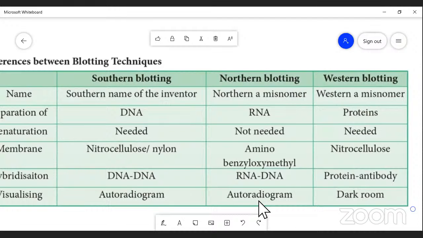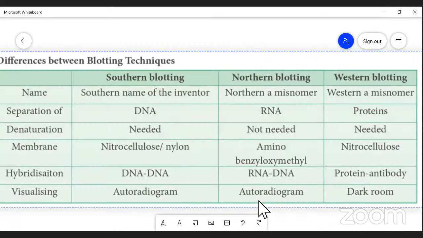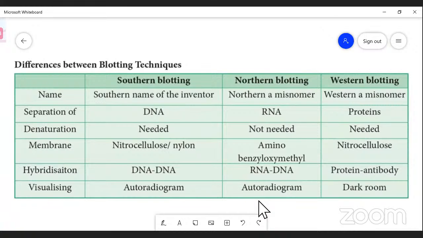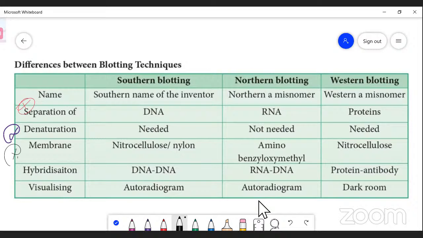So the first blotting is southern blotting. There are some processes taking place. The first one is the separation of DNA. The second one is denaturation, where the original structure is lost. The third one is the type of membrane used, right? The fourth one is the hybridization technique. And the fifth one is visualizing. How can we see? That is visualizing, right, my dear students? This is the technique that I'm going to compare.